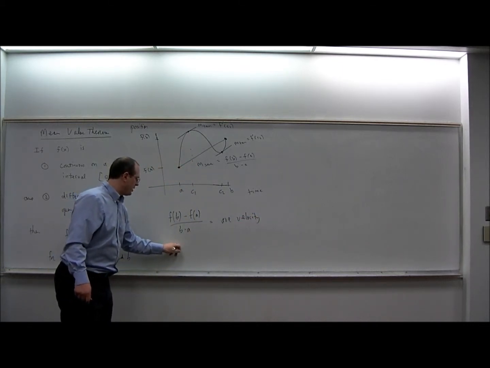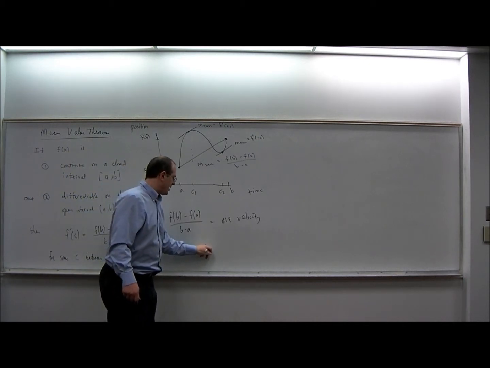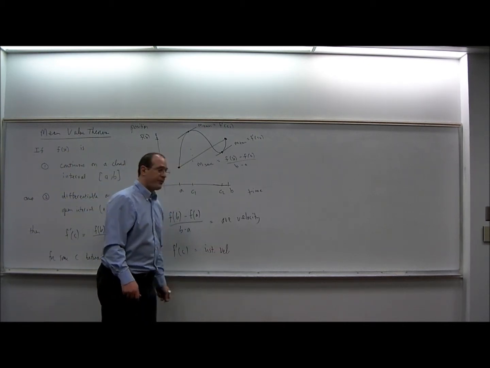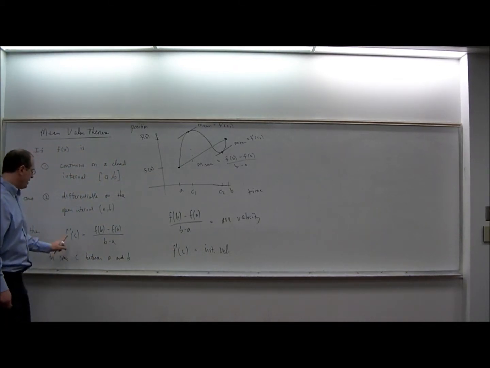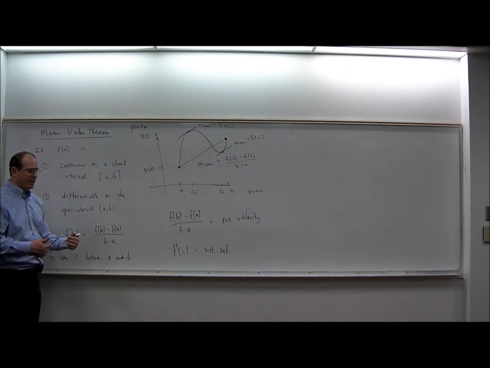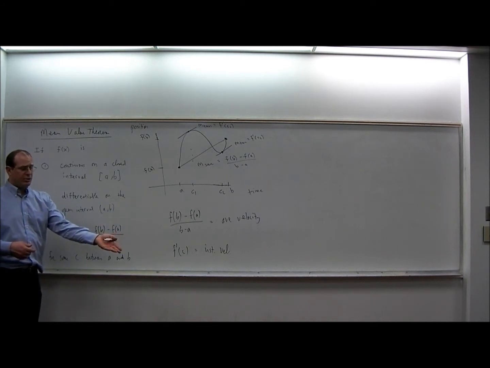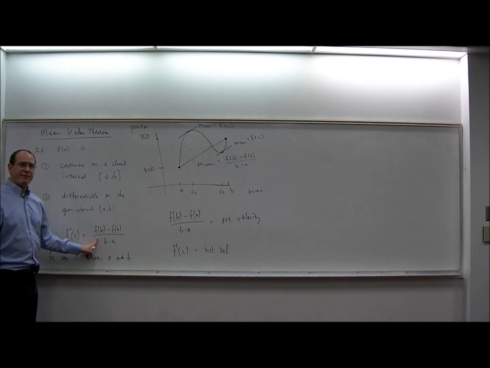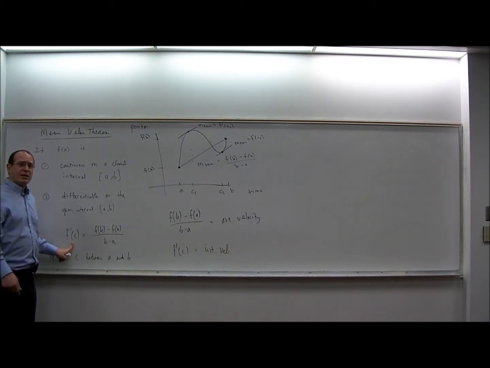And f prime of c, f prime would be the instantaneous rate of change, so this would be the instantaneous velocity. So in this context, what the mean value theorem is saying is that the instantaneous velocity at some point is equal to the average velocity. So if you're driving in your car and you're at a stoplight, and then you drive straight down the road to another stoplight, and you come to a stop, then if you look at your average speed between those 2 points, then your instantaneous speed had to agree with that in at least one place.